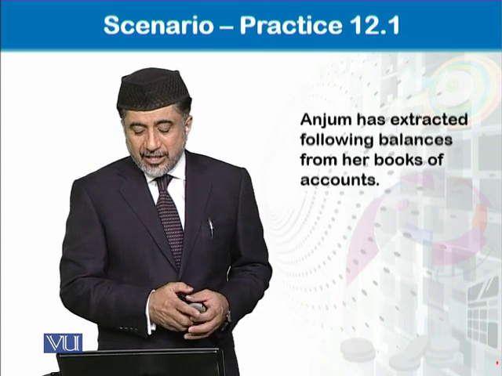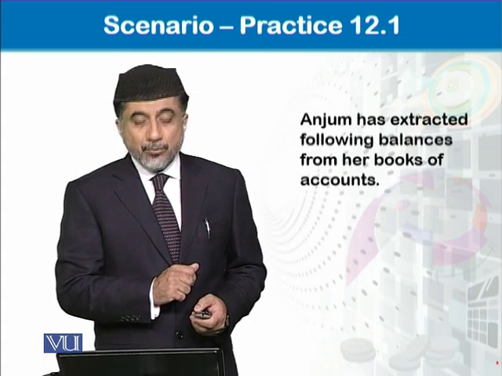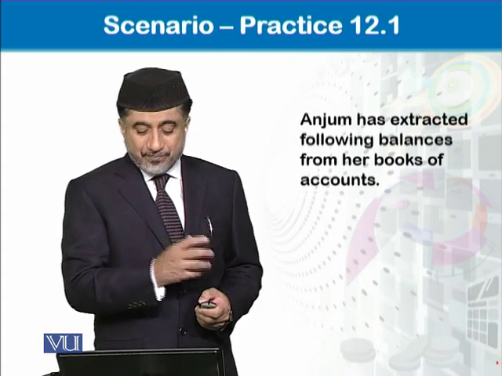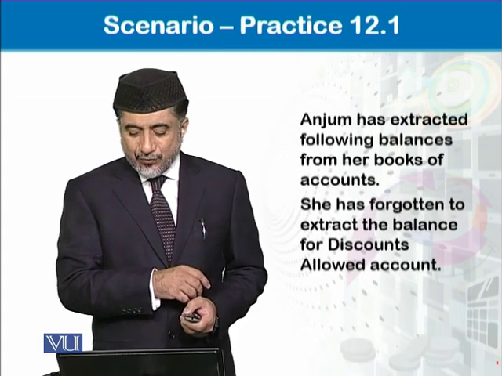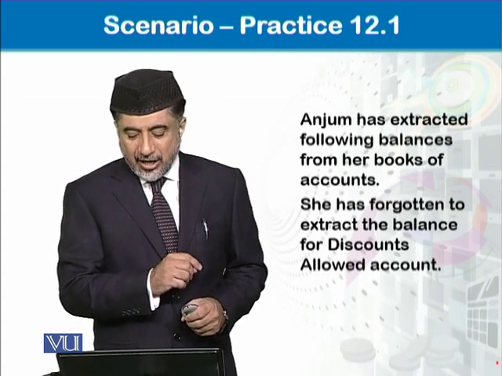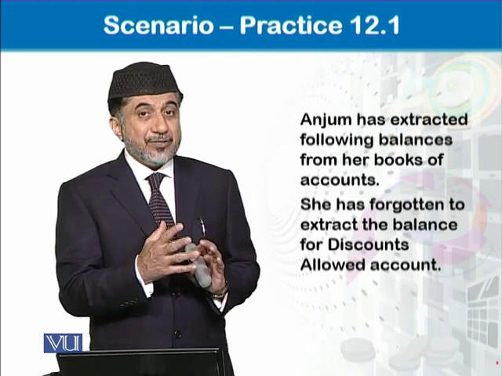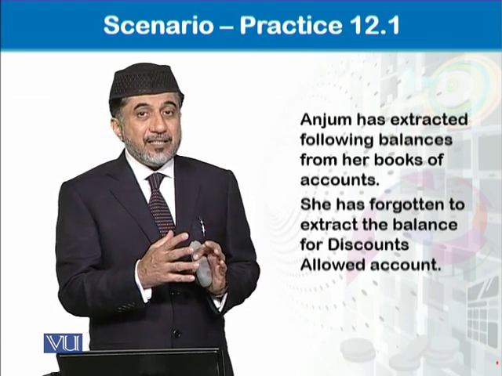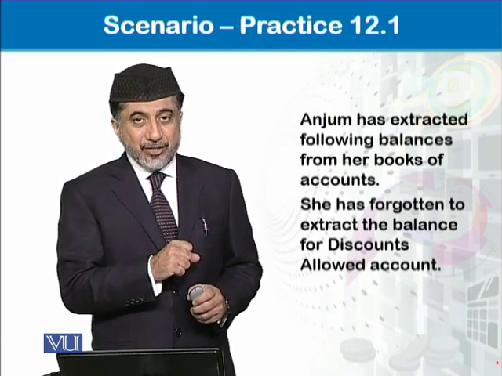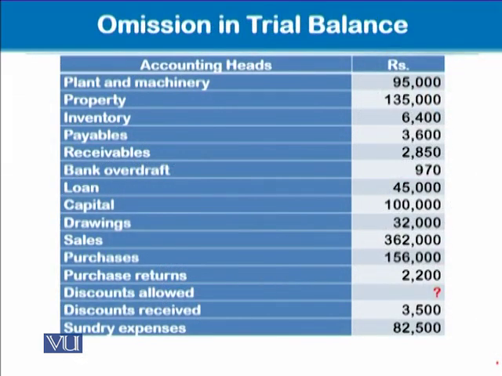Just have a look at it. Anjum has extracted the following balances from the books of accounts. Now there is an issue with Anjum: she has forgotten to extract the balance of the discount allowed account. She knows that there is a discount allowed, but she cannot trace it from her books of accounts. So you have to help her now. Ready? Okay, here we go.